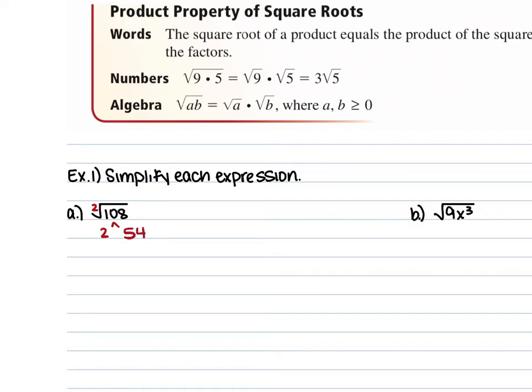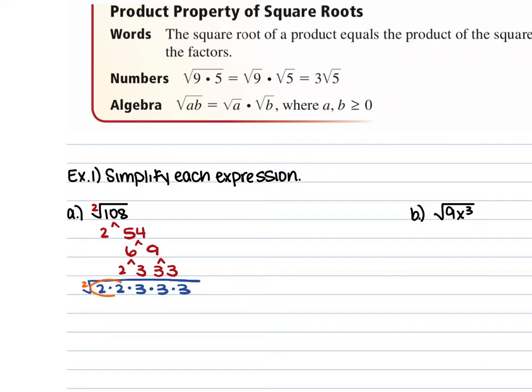From here, that 54 is divisible by 9, which is 6 and 9. The 6 is 2 and 3. The 9 is 3 and 3. So this is really the square root of the prime factorization of 108, which is 2 times 2 times 3 times 3 times 3. So if our invisible index here is a 2, we're grouping up sets of 2.